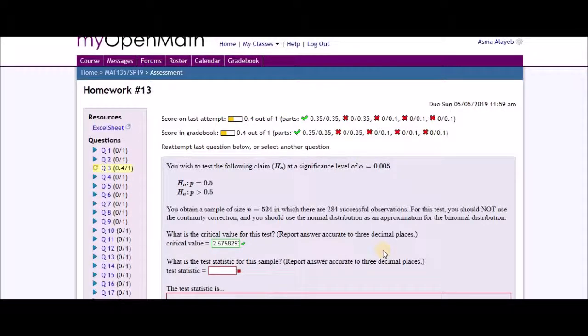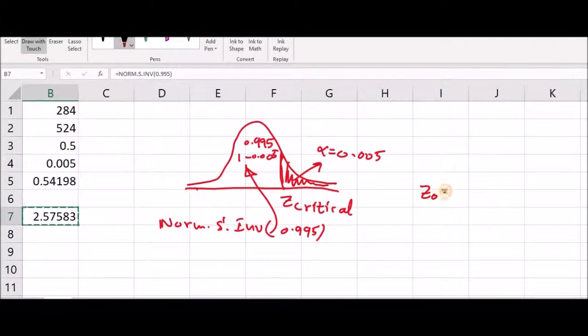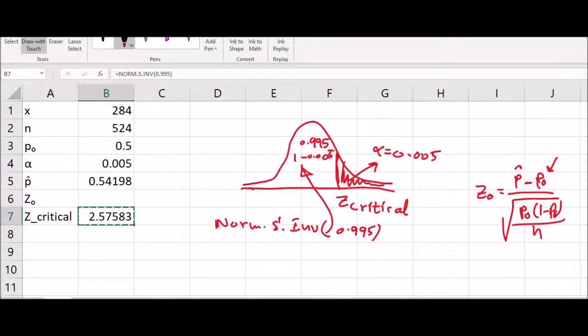Next, I will try to find the test statistic. The test statistic has a formula, and the formula says that z naught, or the test statistic, is equal to p hat minus p naught divided by the square root of p naught times 1 minus p naught divided by n. P naught here is the proportion of the null hypothesis, which is given in the question. So I will use that formula to compute the test statistic, or z naught.